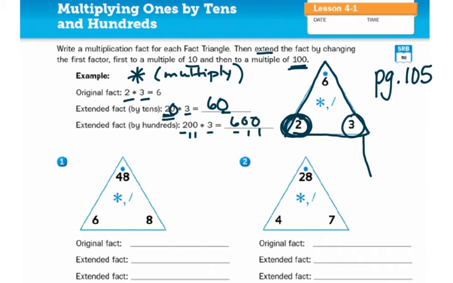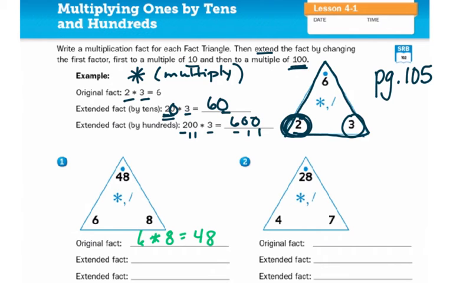That is what we are going to do for the remainder of this page. Number 1, original fact is 6 times 8 equals 48.